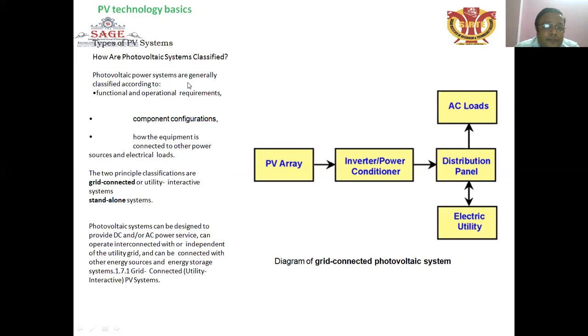Photovoltaic power systems are generally classified according to their functional and operational requirements, and component configuration: how the equipment is connected to other power sources and the electrical loads. The two principal classifications are the grid-connected or utility-interactive system, and the stand-alone system. Photovoltaic systems can be designed to provide DC or AC power services, and can operate interconnected with or independent of the utility grid.